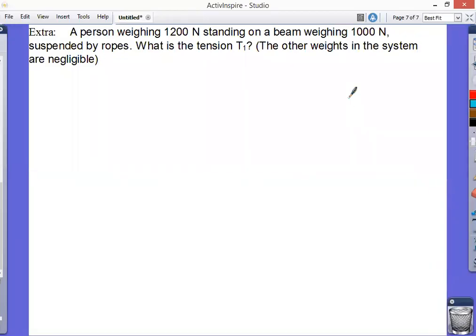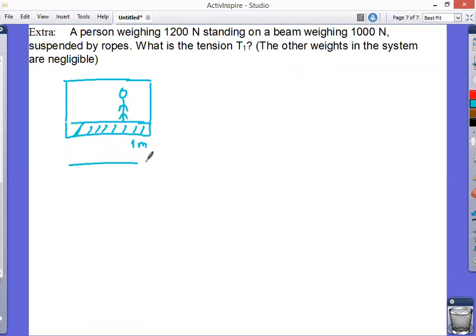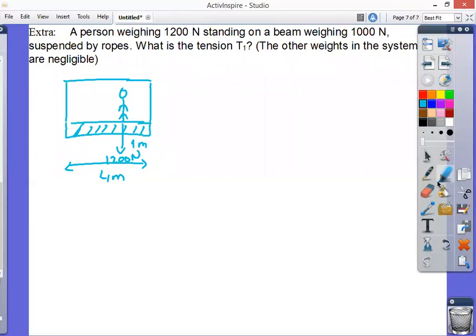So this question was an extra question for you guys. The tension force T1 is what we are going to find. Let me draw it over here, actually, because I couldn't do it here. There's a person over here, there is 1 meter distance over here. Totally, the length of the rod is 4 meters, right? Here the guy has how many Newton? He has 1,200 Newton. And our plank or metal rod, on the other hand, has 1,000 Newton.